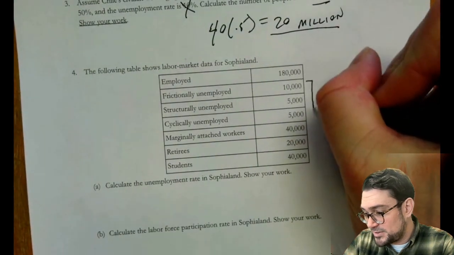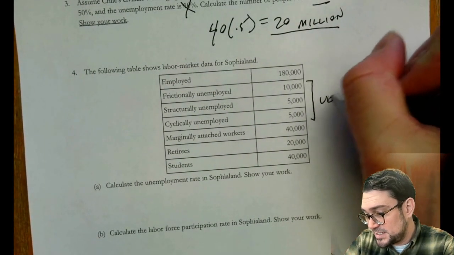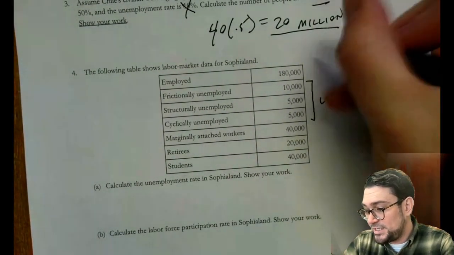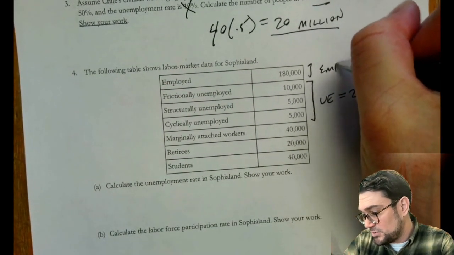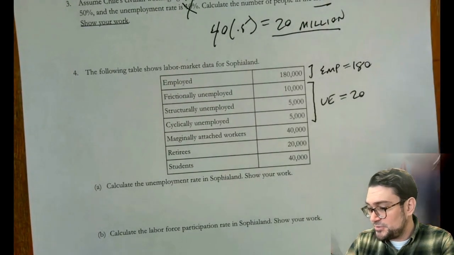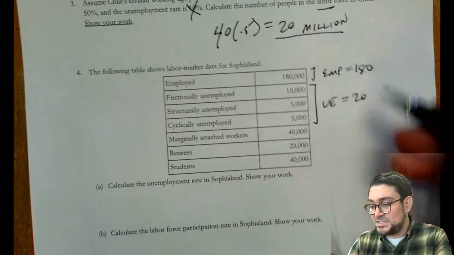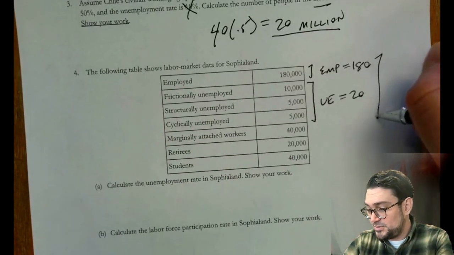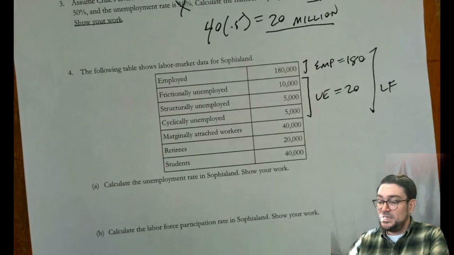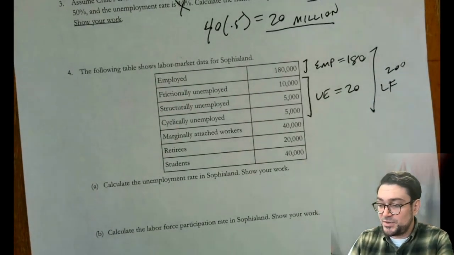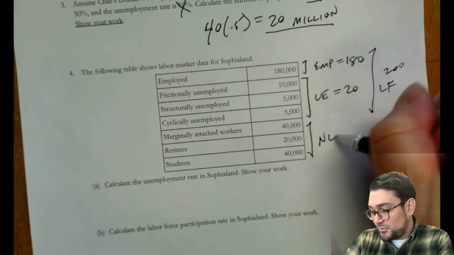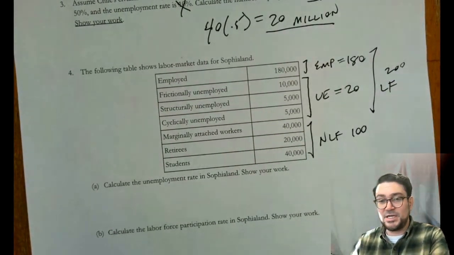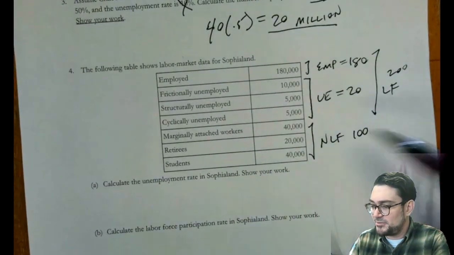Last question here says Sophia Land, we get some data. The total amount of unemployed workers is these. So unemployed equals 20. The employed equals 180. So if we add these two groups together, because none of these three are in the labor force, those are our labor force. So our labor force is 200. Not in the labor force is equal to 100. So that just kind of sums some of our numbers together for us.